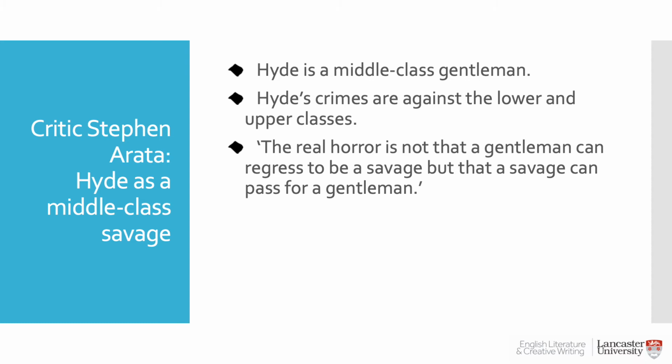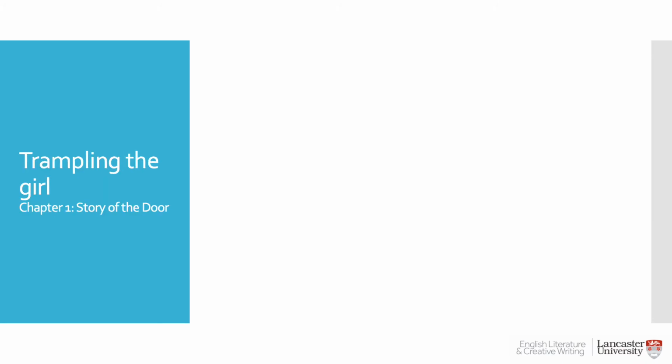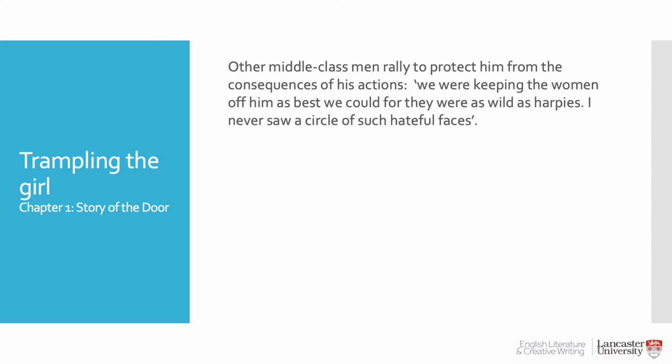He also points out that Hyde's crimes are against other classes. But this was not the great revelation for me. The great revelation in reading this article was his interpretation and analysis of what happened when the little girl was trampled. What he points out is that instead of hauling him off to prison, other men, and particularly middle-class men, rally to protect Hyde from the consequence of his actions.